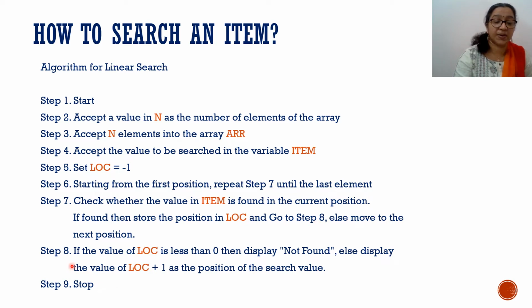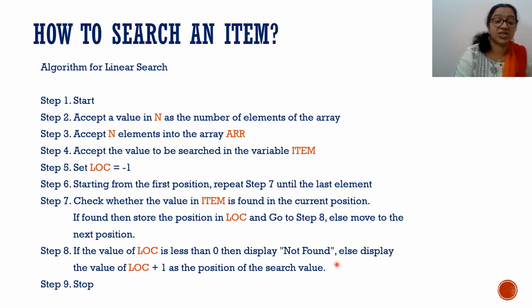What is there in step 8? In step 8 we put: if the value of LOC is less than 0, that means if it is -1 itself, then display not found. Else, otherwise, if it is not -1, display the value of location +1 as the position of the search value. Location +1. Why are we putting +1?